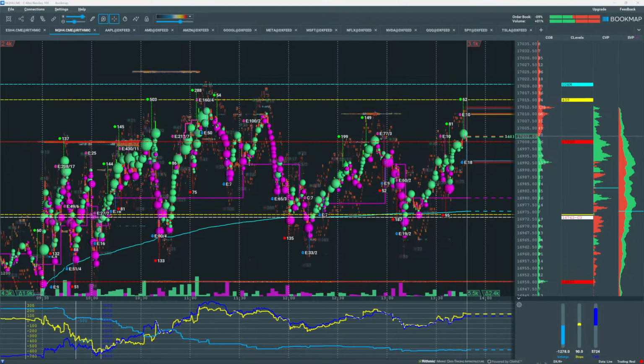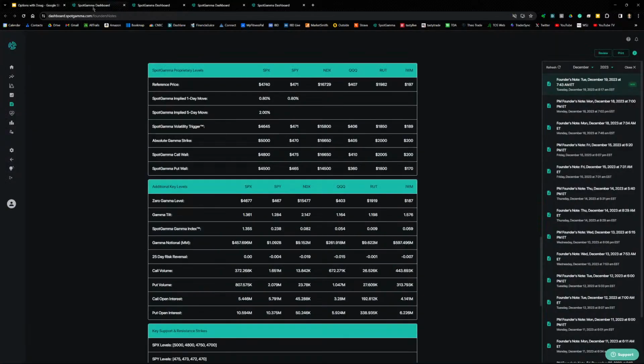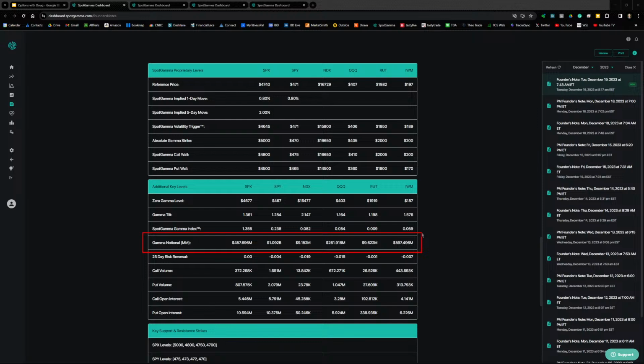All right, let's take a look at gamma notional now to see how market makers were positioned on the gamma curve at the beginning of the day. Excuse me. All right, gamma notional. This is how market makers are positioned on the gamma curve at the beginning of the day. This information is available in the Spotgamma AM Founders Note, which comes out early in the morning. It's updated once a day.